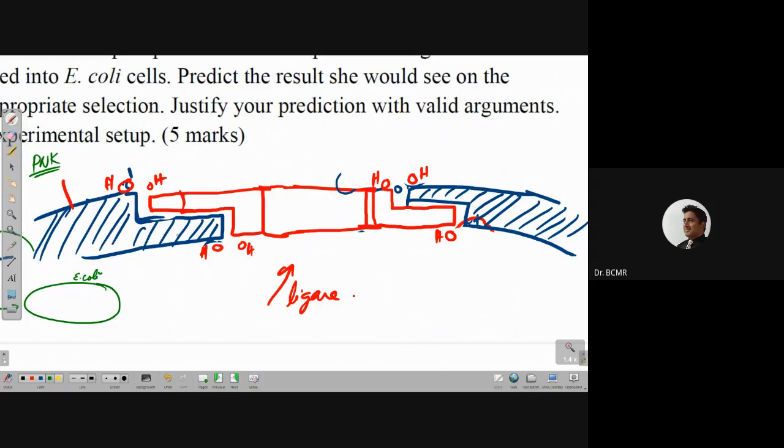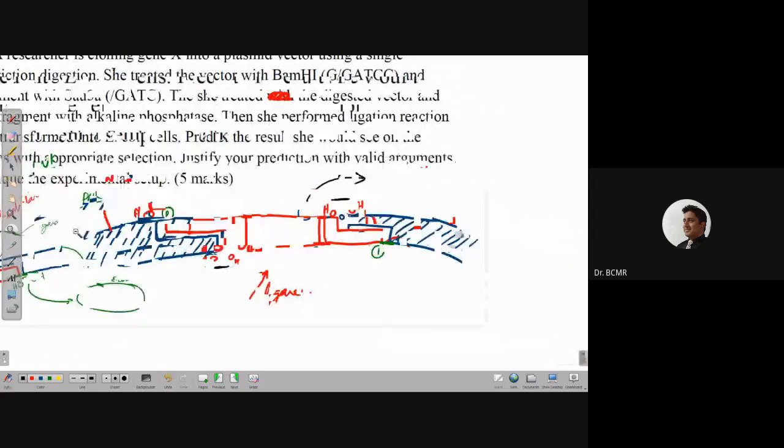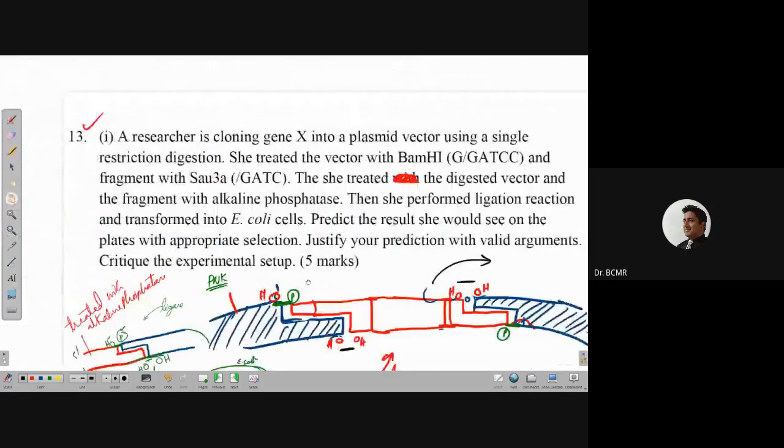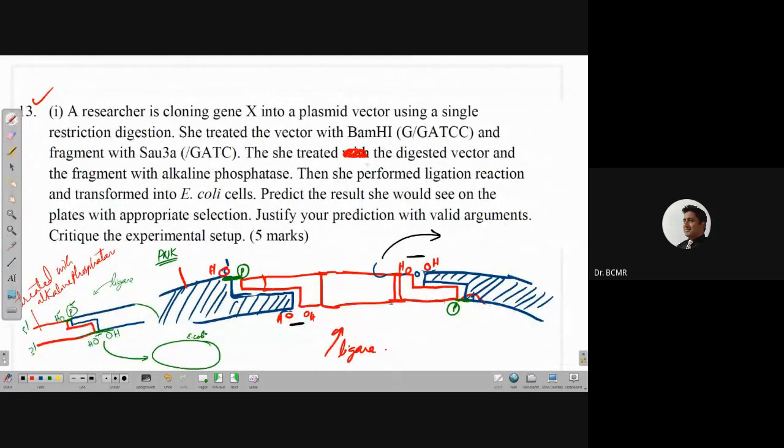So if you want ligation to occur, we should have restored its phosphate group so that the ligation would occur here and here. You can see that it's not sealed here and here. But even then, if you transform it, it can be repaired within the cell. Try to remember that. In this question, the biggest flaw is that she treated the vector and fragment with alkaline phosphatase. Then she would perform the ligation reaction. Ligation would not have occurred at all.